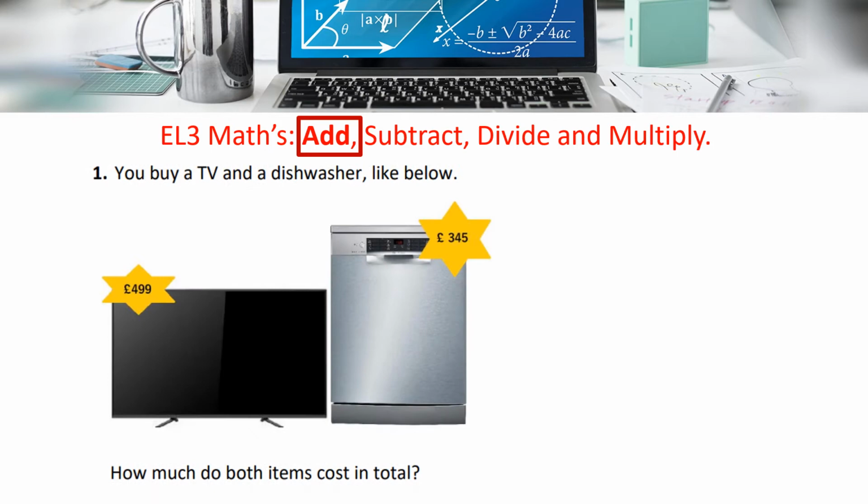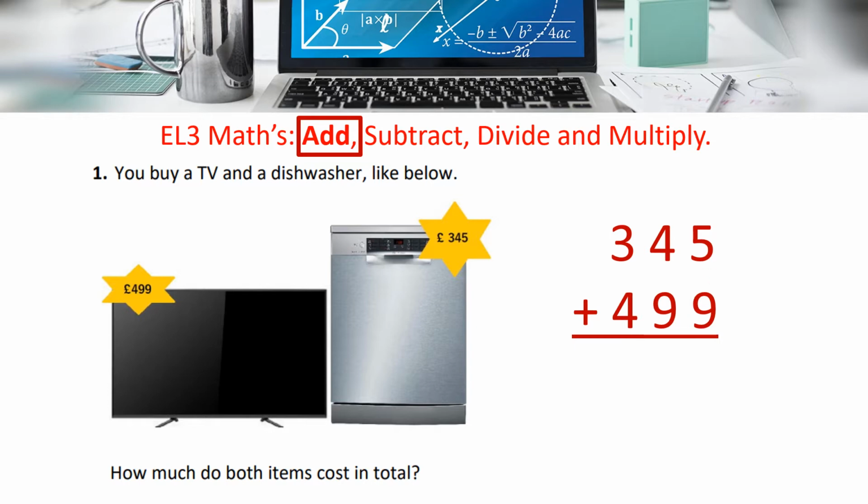You can see here you buy a TV and a dishwasher, just like below. How much do both items cost in total? Well, this is how you arrange it. You arrange both numbers on top of each other and you start adding them. Now when you're adding and subtracting, you start from the right hand side and work towards the left.